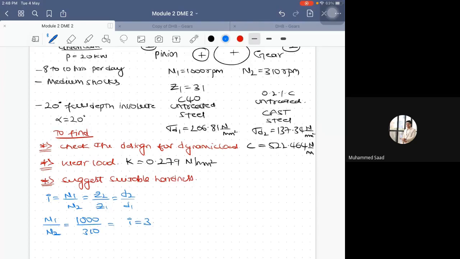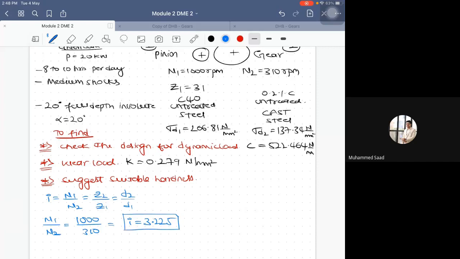How much? 3.22. Okay. So 3 point, whether it is recurring 22222 something like that. If it is recurring, you have to take the next value. Suppose 3.225, we take that particular value itself. So this is the value of I.